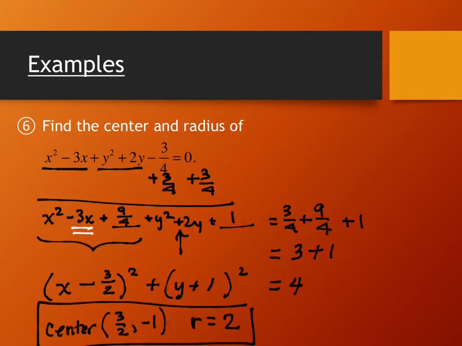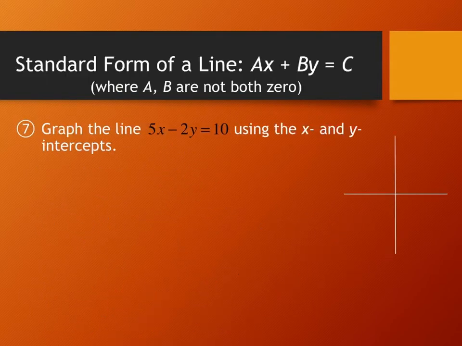All right, the last pieces that we're going to do is a little bit about lines. The standard form of a line, we saw this in our last lesson, was ax plus by equals c. We even talked about it a little bit. There are a couple conditions. A and b cannot both be 0. One of them actually could be 0, and c could be 0, but not a and b both being 0 will create a line. We're going to graph this line 5x minus 2y equals 10, and it specifically tells us to use x and y intercepts.